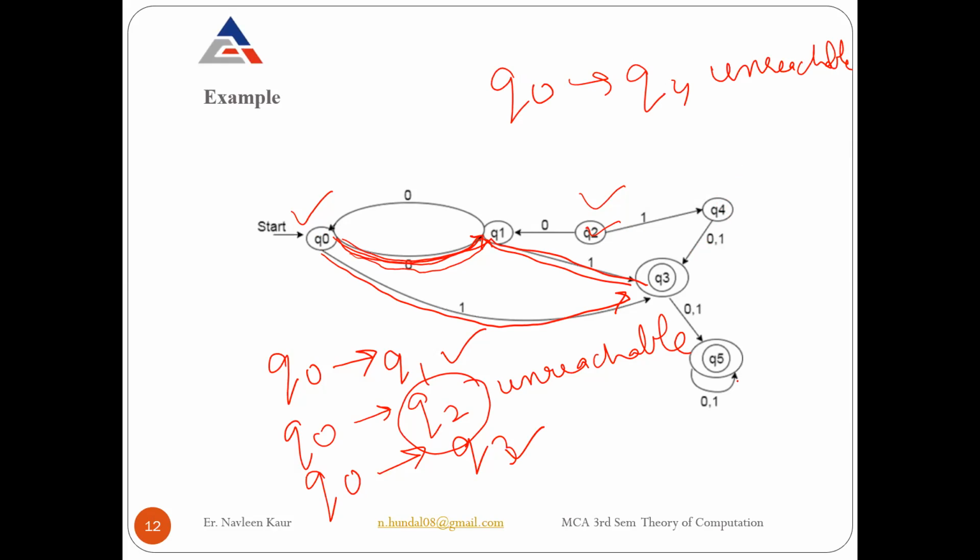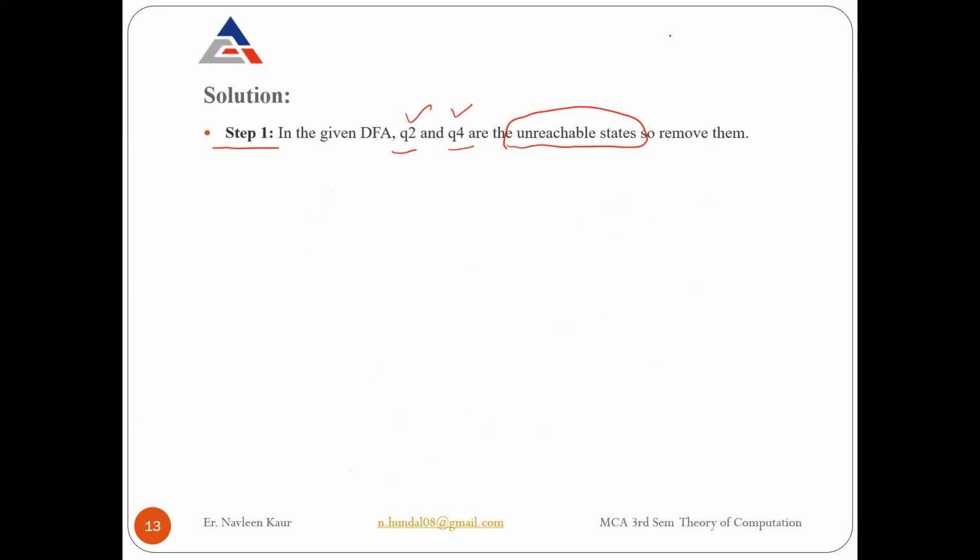We are left with one more, that is Q5. Let's see, from Q0, are we able to reach Q5? From Q0, if I follow this path, then I follow this path, I am able to reach Q5. It means this is reachable. So there are two states which are not reachable, that is Q2 and Q4.